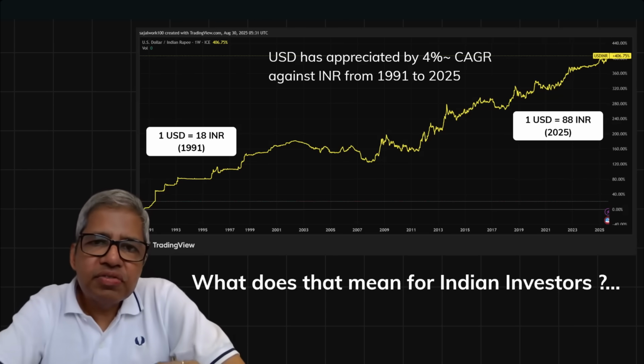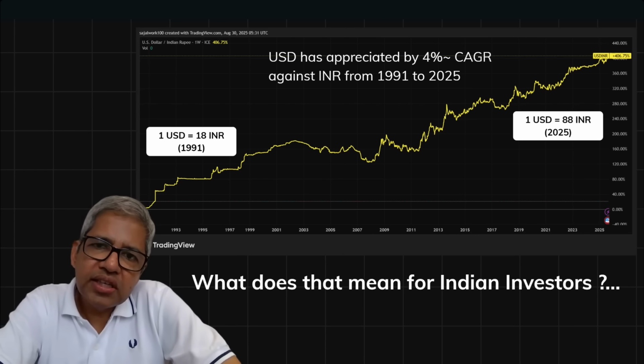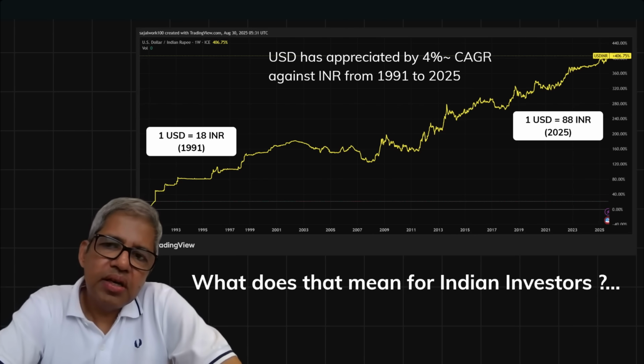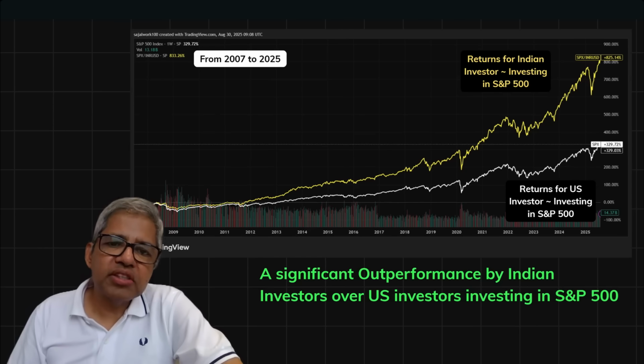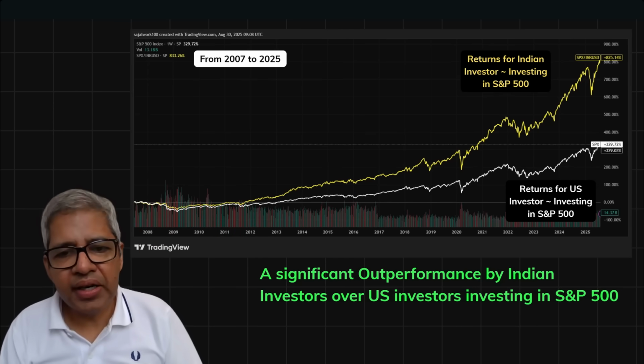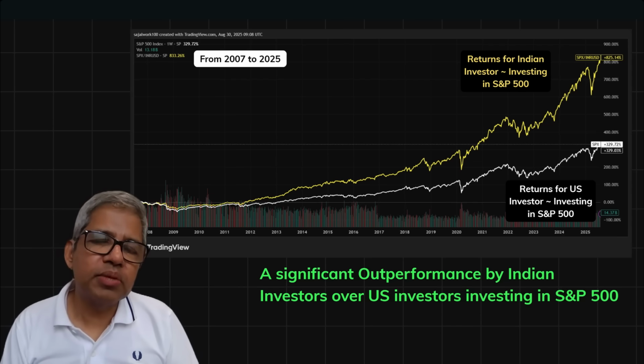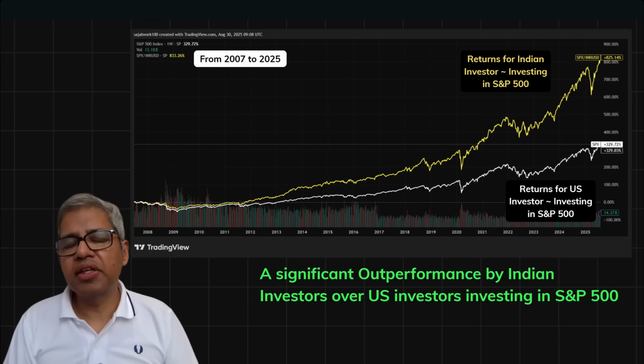The third factor is currency. USD has appreciated by about 4% CAGR against INR over the last 35 years. And what does that mean for Indian investors? It means a significant outperformance by Indian investors over US investors in rupee terms. So when we look at rupee terms, of course, Indian rupee returns look great.